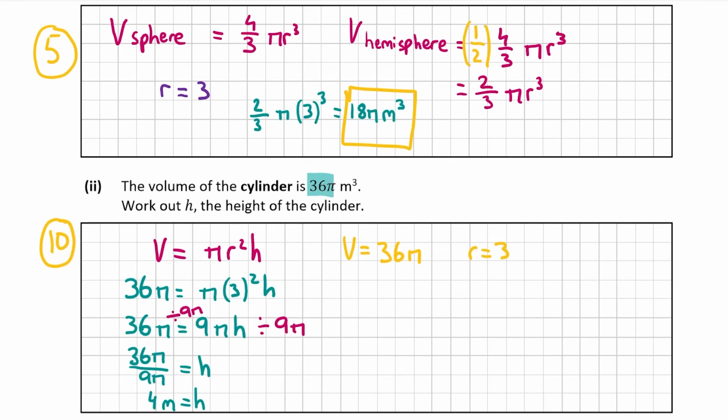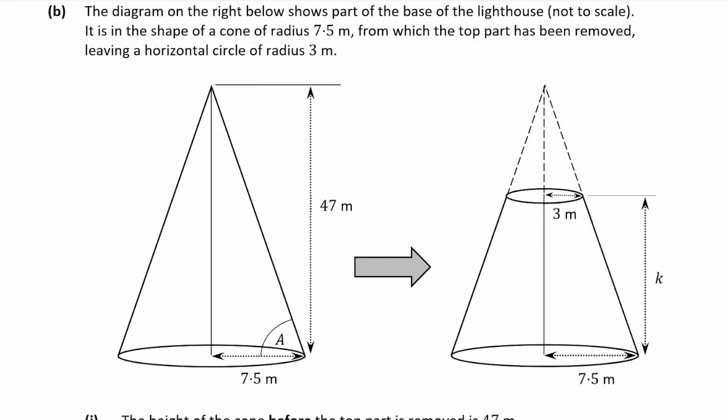Now let's have a look at the next part of the question. So we're shown two diagrams. The one on the right shows part of the base of the lighthouse where the top is being removed, and the diagram on the left hand side is the base of the lighthouse before the top part has been removed.